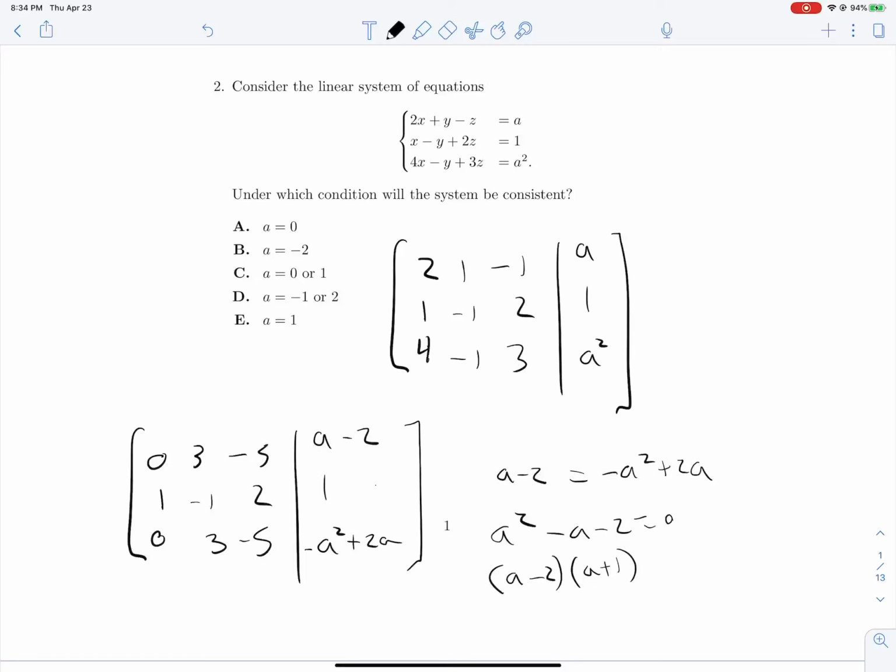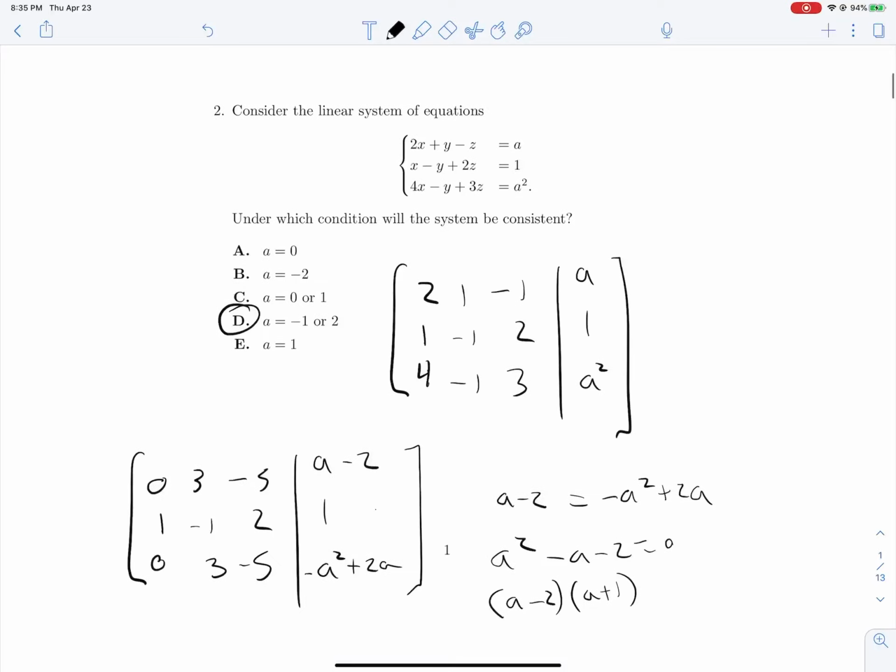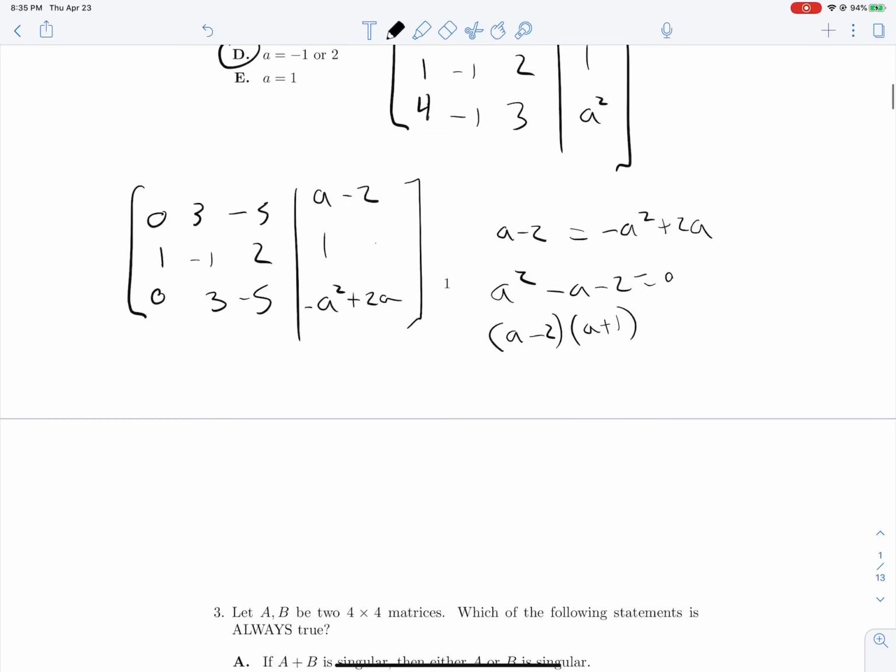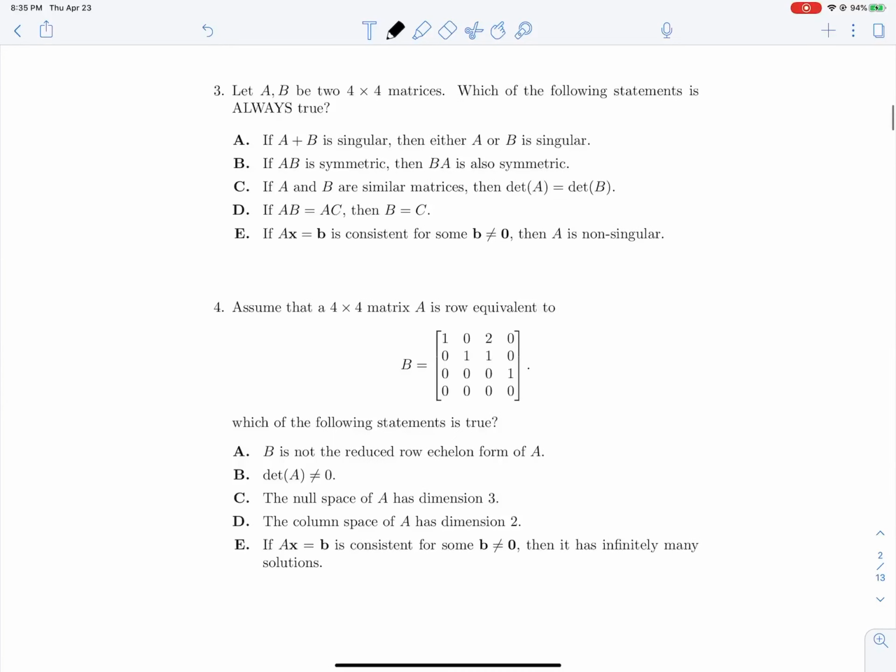So a equal to 2 and -1 will make the system consistent, so D is our answer for 2. 3. A and B are two 4x4 matrices. Which of the following is always true? I'm skipping around here, but they love putting answer choice D in this exact type of problem.